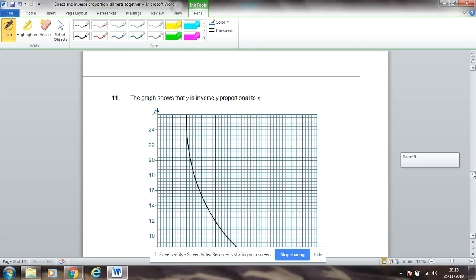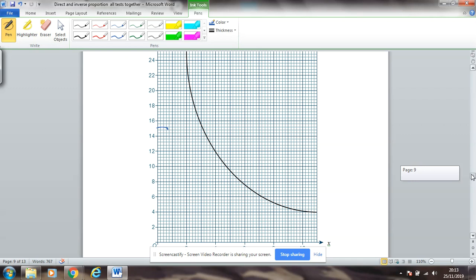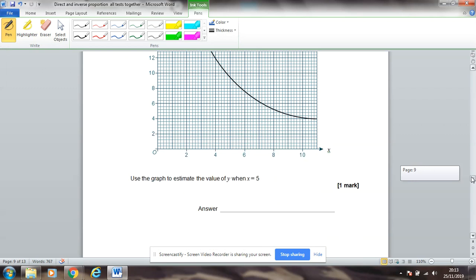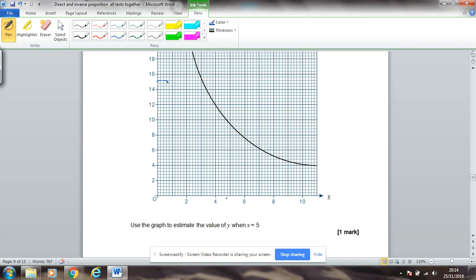The graph shows that y is inversely proportional, so you notice that in the graph of an inverse, as your y values come down, as these drop, the x values go up. So one's going up, one's going down. Let's see what the question is then asking. Use your graph to estimate the value of y when x is 5. So this is just about using your graph. You just need to draw a straight line coming up, hit that point, and bring it along. So I would say the answer is 9.